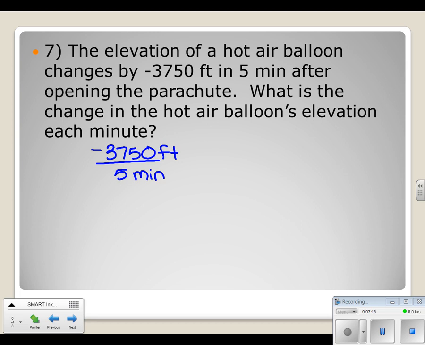A negative divided by a positive is going to give us a negative, and -3,750 divided by 5 gives you -750 feet per minute.